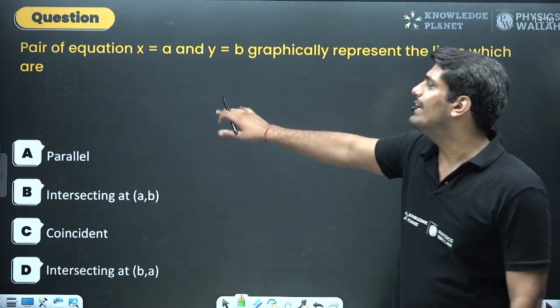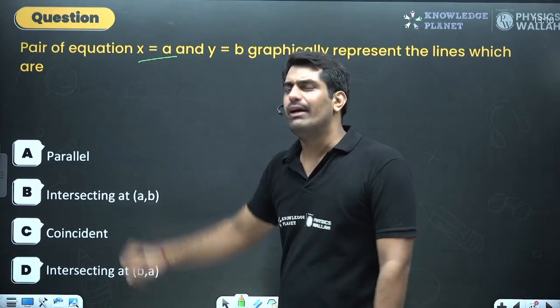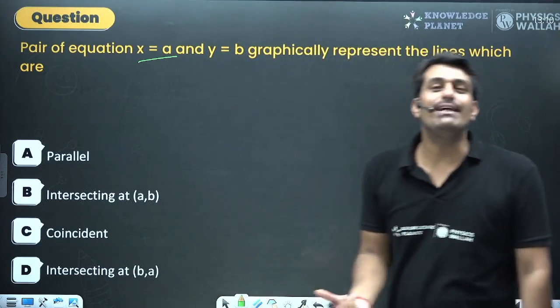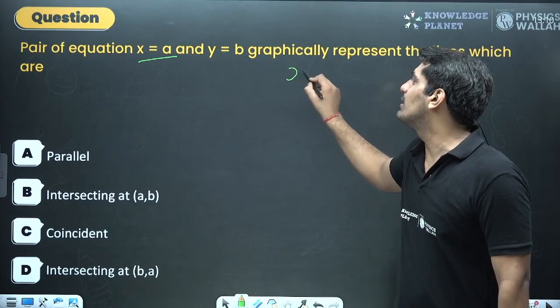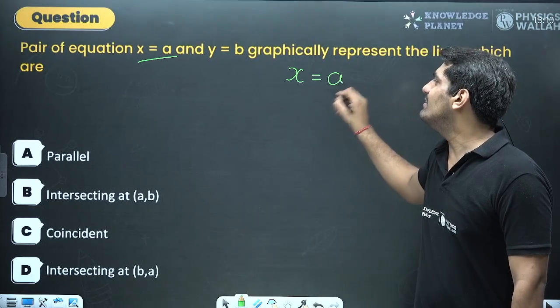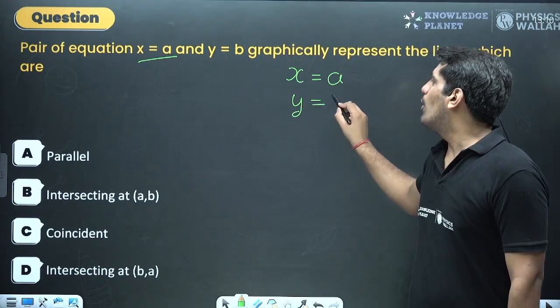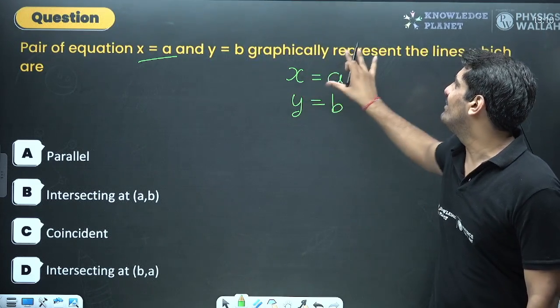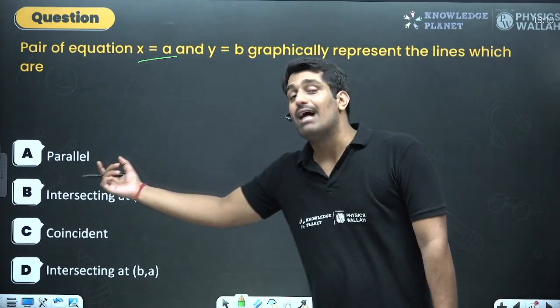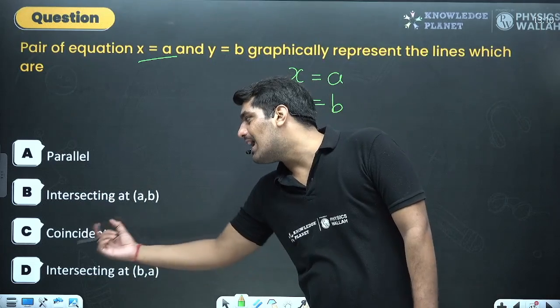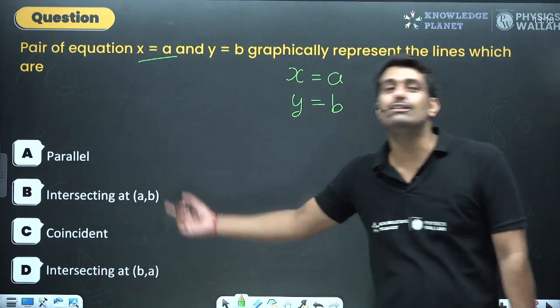A pair of linear equations represented by x equals a. Yes, this is an equation. When you have to plot the graph, this equation is sufficient to plot the graph, x equals a. And another equation is y equals b. Now, when you plot these two graphs, then the lines are what? Are they parallel? Are they intersecting? Are they coincident? Or are they intersecting at two different points?